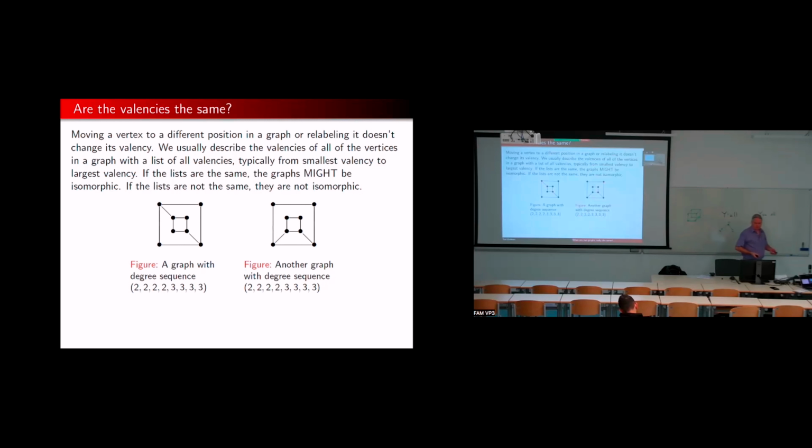So we've seen that if you redraw a graph, the valencies don't change. So if you have isomorphic graphs, these sequences must be the same. And if they're different, you'll know that the graphs are not isomorphic. But here we have two graphs with the same degree sequences. And what do you think? Are these guys isomorphic? They look isomorphic?